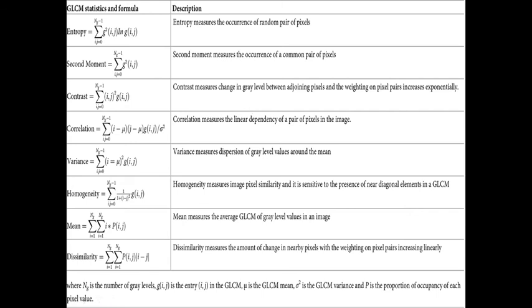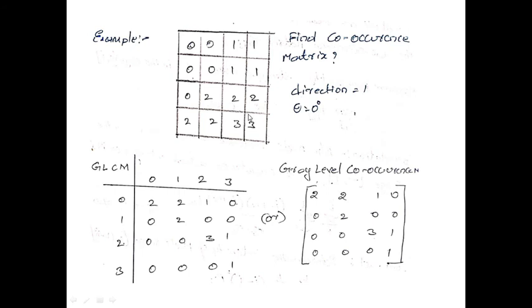If there is a large amount of variation in the image, definitely the GLCM will be concentrated away from the diagonal and the contrast will be very high. All these things I will explain by taking an example. So this is my given input image. I need to find my co-occurrence matrix such that theta equal to 0 degrees, and let the displacement vector be 1 unit, that is d equal to (1, 0).